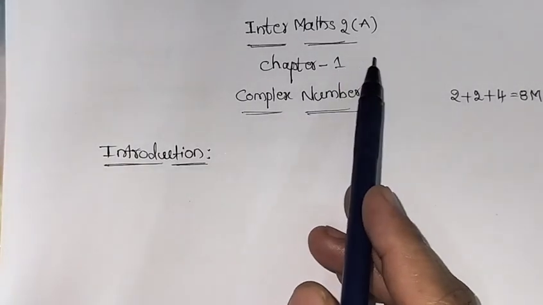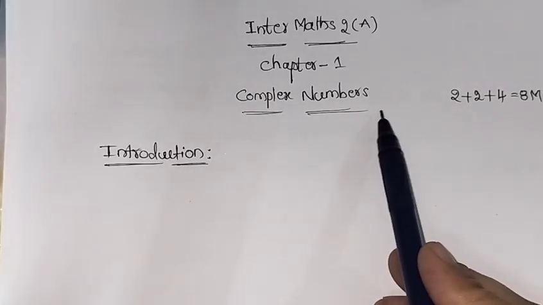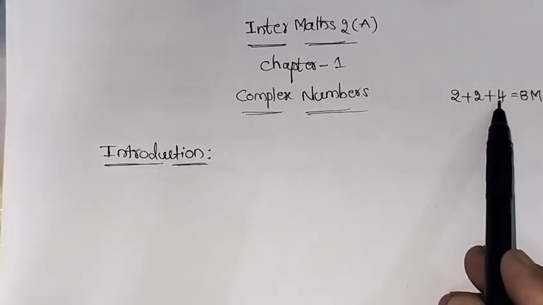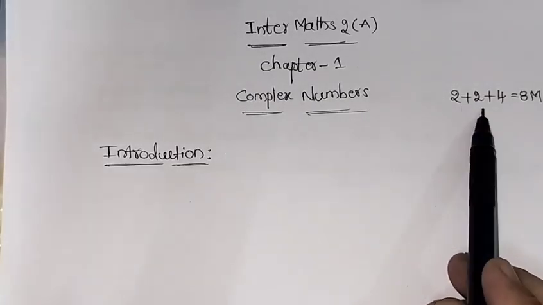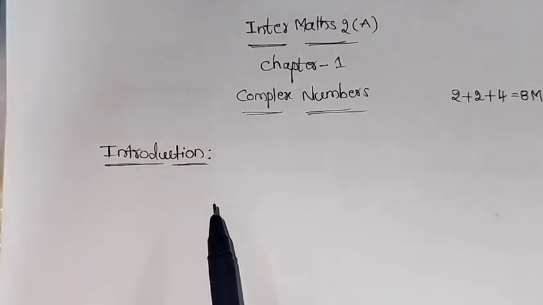Hi, Intermaths 2A, first chapter, complex numbers. The weightage of complex numbers is 2 plus 2 plus 4 equals 8 marks. Two 2-marks questions and one 4-marks question. Let me explain the introduction first.